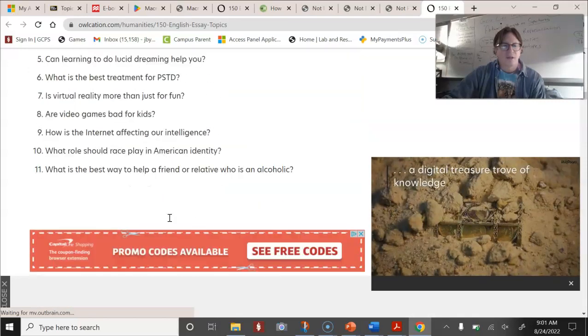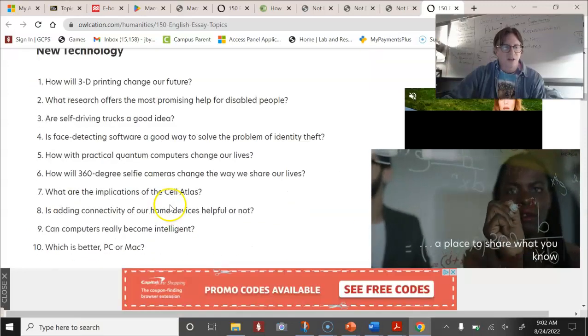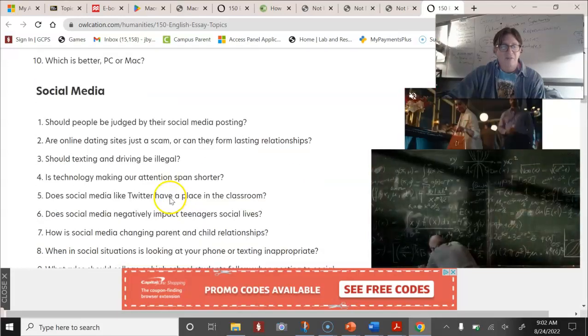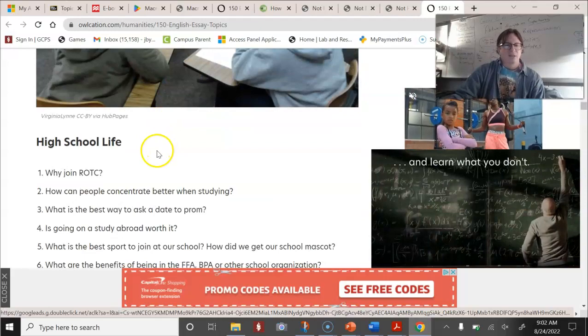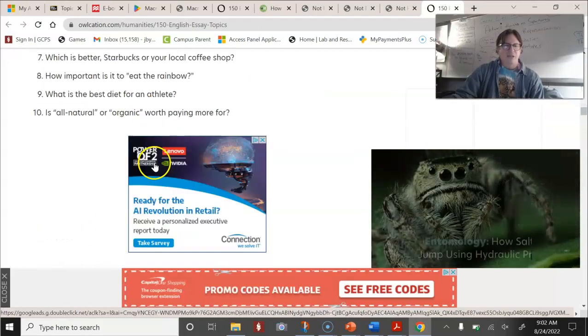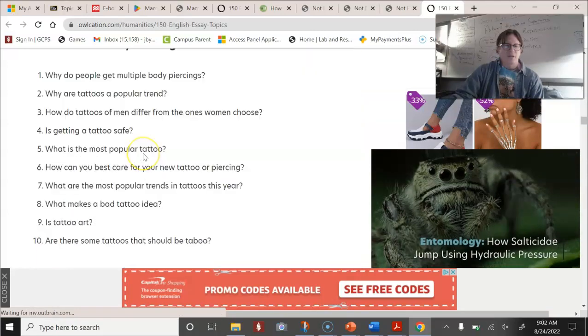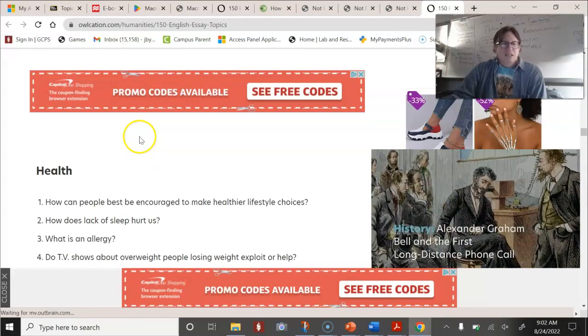Okay. What is this? Oh, cell atlas. Why? What are the implications of the cell atlas? I have no idea. Okay. You're gonna pick one of these topics. There's like 500 topics. Okay. Maybe not. I think there's only like 150 topics actually. Tattoos, crimes in prison. Pick any of these.